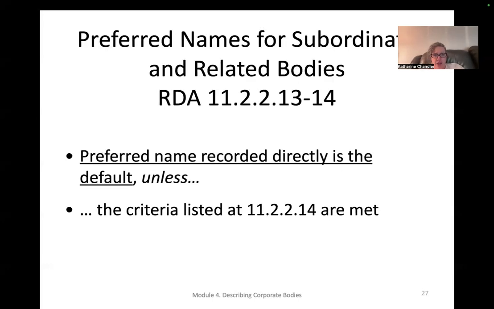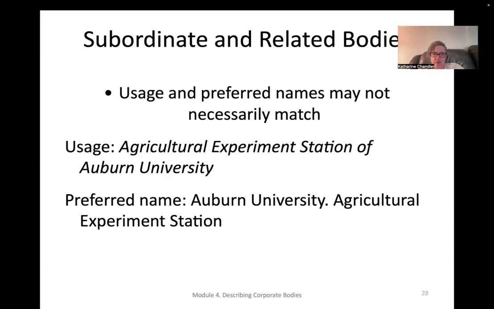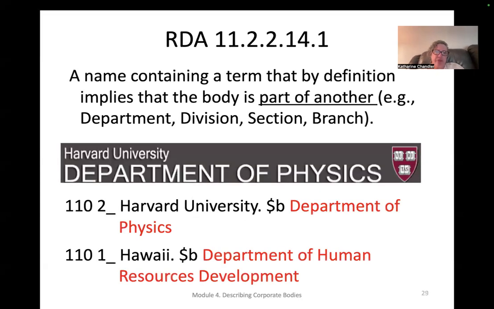Preferred names for subordinate and related bodies. Preferred name recorded directly is the default unless the criteria listed at 11.2.2.14 are met. Subordinate and related bodies: usage and preferred names may not necessarily match. Usage: Agricultural Experiment Station of Auburn University. Preferred name: Auburn University Agricultural Experiment Station.